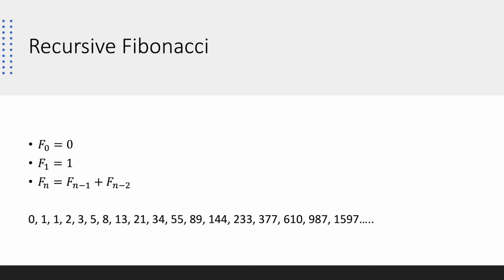If you're not familiar with the Fibonacci sequence, it's a sequence of numbers that starts with 0 and 1. And then each subsequent number is found by adding the previous 2 together. And this results in the sequence 0, 1, 1, 2, 3, 5, 8, 13, 21, 34, 55, and so on.